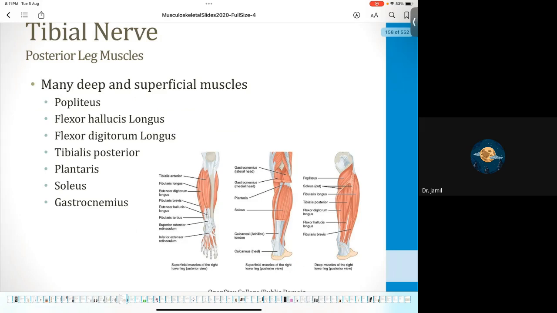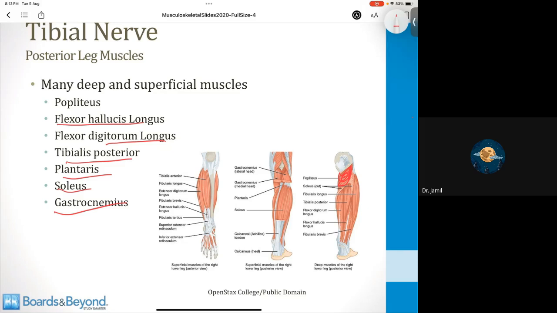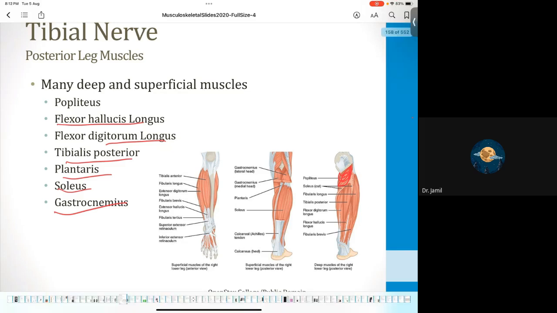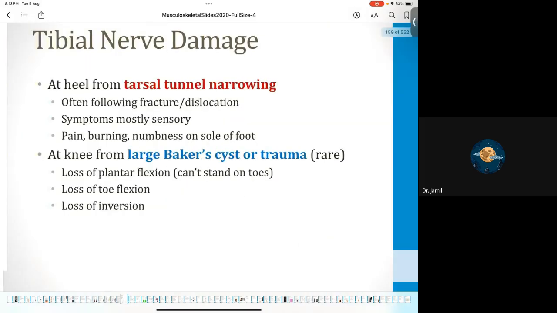So the tibial nerve basically supplies the posterior leg muscles. What are your posterior leg muscles? Let's discuss that. So we have the popliteus, a small muscle present here in the popliteal cavity or fossa. We have flexor hallucis longus, flexor digitorum longus, tibialis posterior, plantaris, soleus, and gastrocnemius, right? So it's not really important to memorize each and every muscle, but at least you should know that it's going to supply the posterior compartment of your leg. What's going to be the function? Plantar flexion and inversion. So that was your eversion, which we discussed, and this is your inversion, right? So inversion is going to be done by your tibial nerve, right?